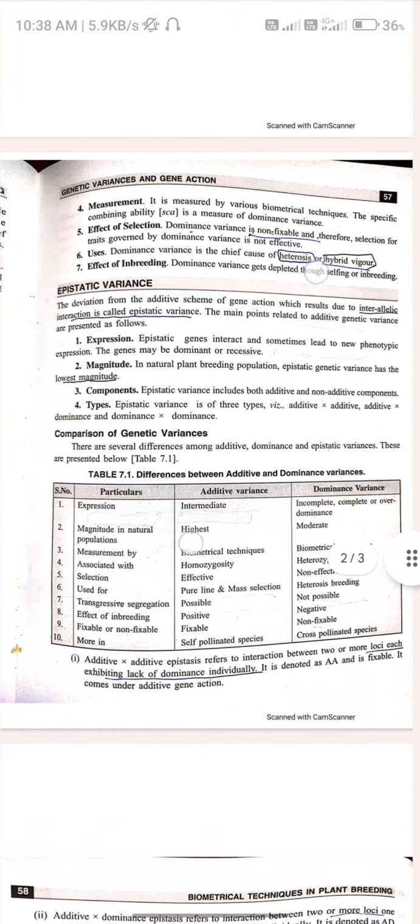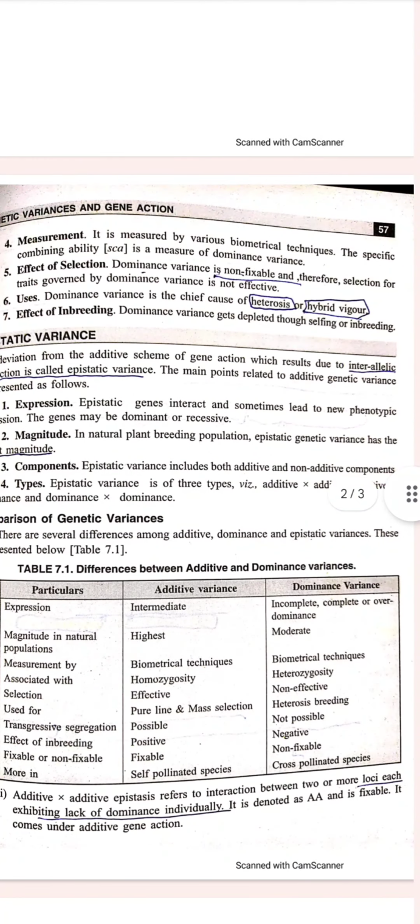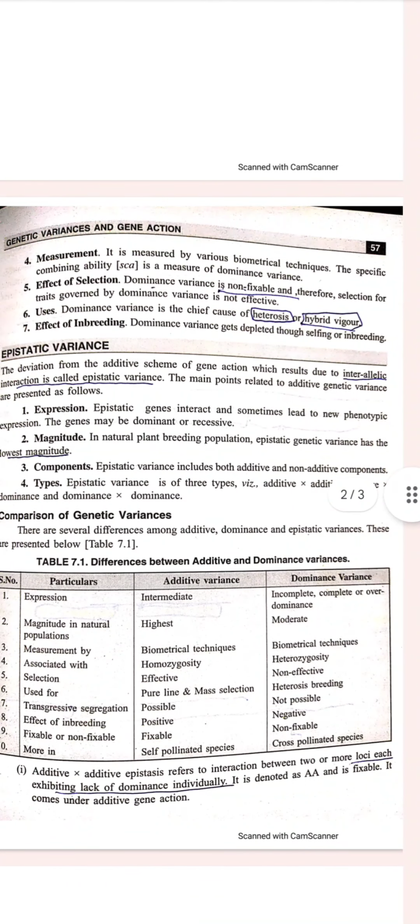Next is measurement. How we will measure the dominant genetic variance? Dominant genetic variance is measured by specific combining ability. Specific combining ability is used to measure it. For additive genetic variance, we are using GCA. GCA is used to measure additive genetic variance, but for dominance we are using SCA, that is specific combining ability.